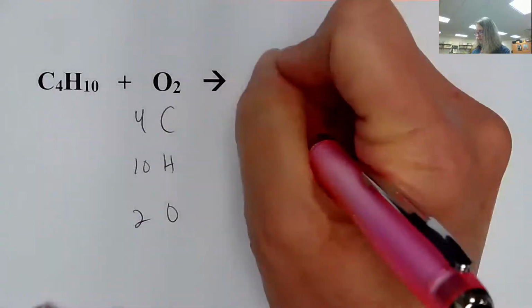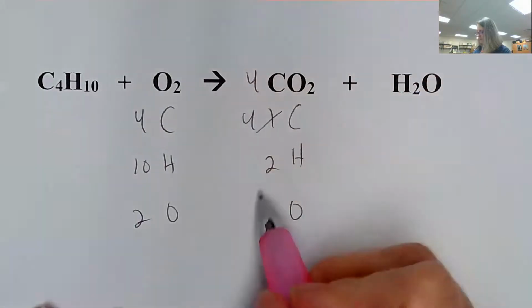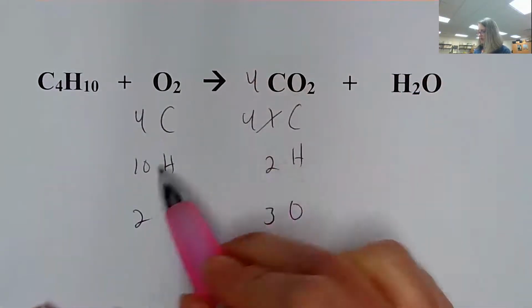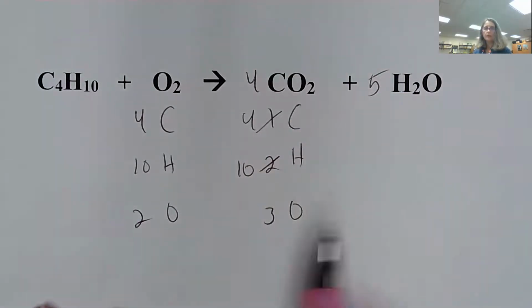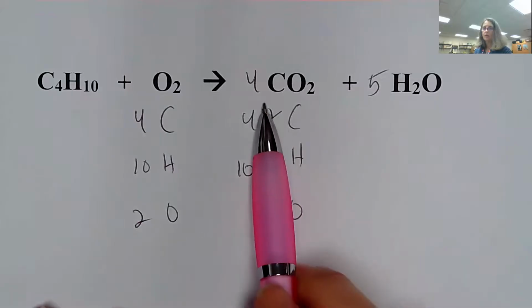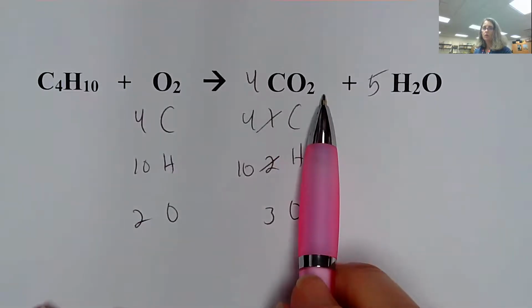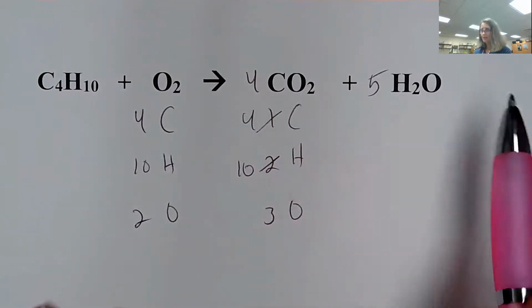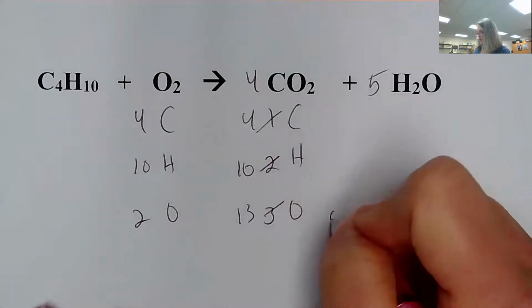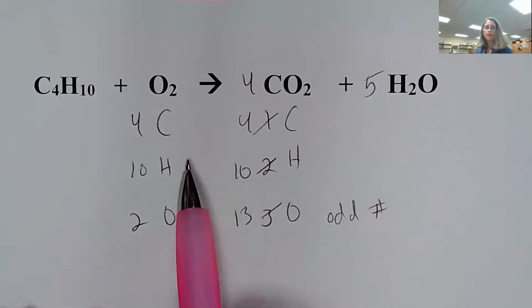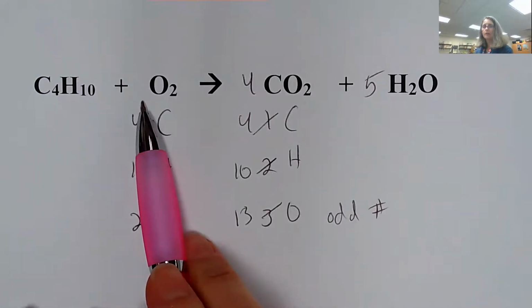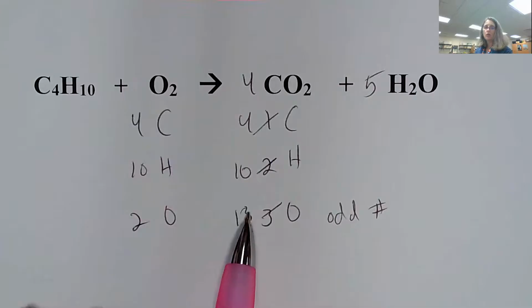So I'm going to put a 4 in front of the CO2. I'm going to count my oxygens last. And then I'm going to put a 5 in front of my waters, and that's going to make everything nice and happy, except for my oxygens. So I have 4 times 2 is 8, plus 5 is 13 oxygens, okay? So odd numbers are going to be hard to balance because what number am I multiplying by 2 to get to 13?